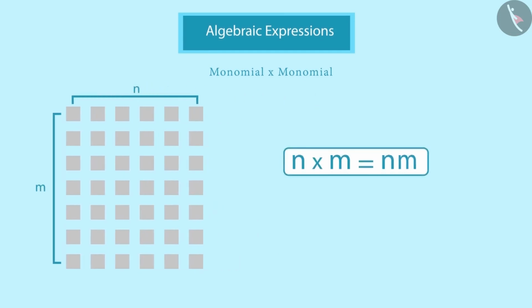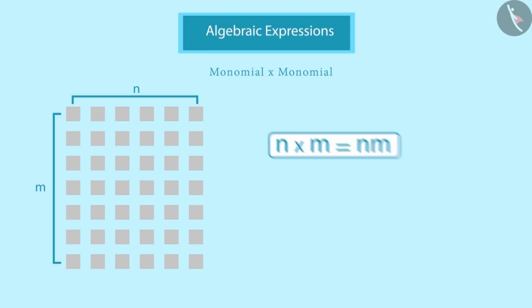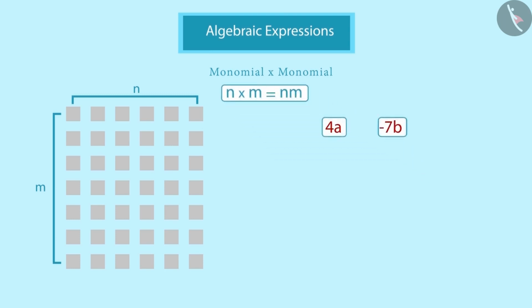Multiplication of n and m is equal to nm. Look at these two monomials. Let's multiply these two monomials. When multiplying such monomials, we multiply the coefficients first and then their algebraic factors. Thus, by multiplying, we get this product.